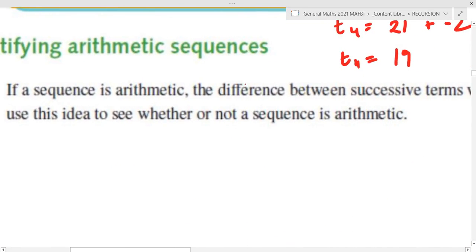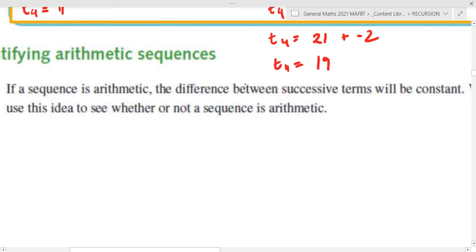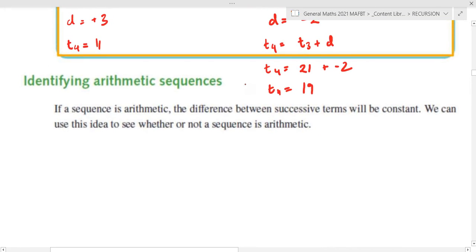Okay, next part. Identifying an arithmetic sequence. Now we're going to try and recognize or identify whether something is arithmetic or not. Remember, what does arithmetic sequence mean, guys? Yep, plus or minus by the same number. That's what that means. Plusing or minusing, adding or subtracting by the same number.